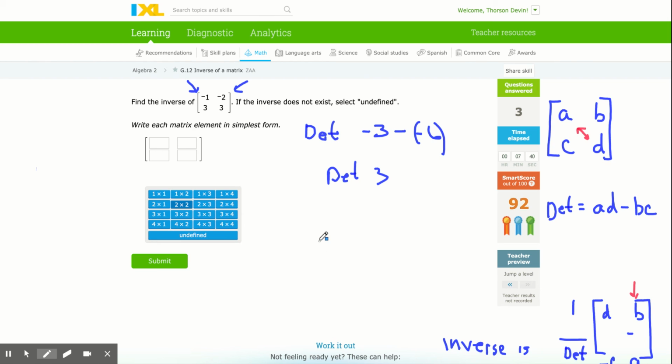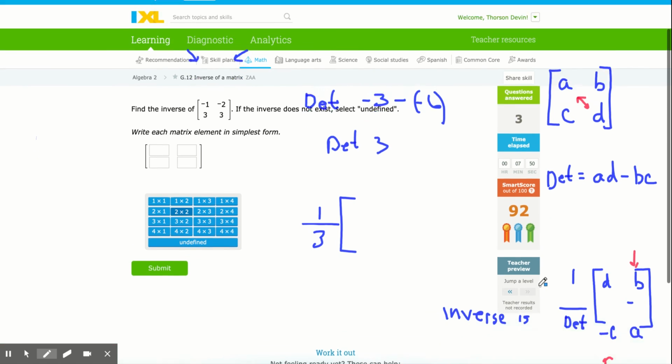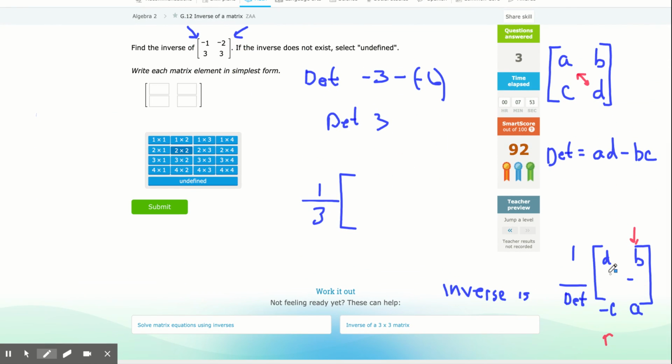The inverse will be, remember, 1 over the determinant times the new matrix. This got messed up over here, since I think I'm sliding things around. Remember, these two swap positions. In my original matrix, the -1 and the 3 swap places. So the 3 will go here and the -1 will come down here. And the other diagonal, they don't swap places, they change sign. So the -2 will become +2, and the 3 will become -3.